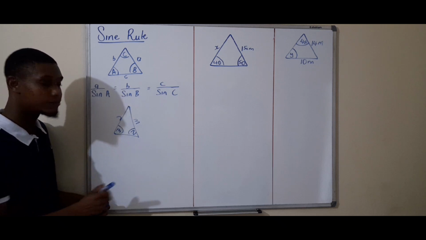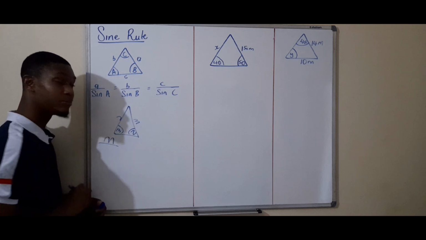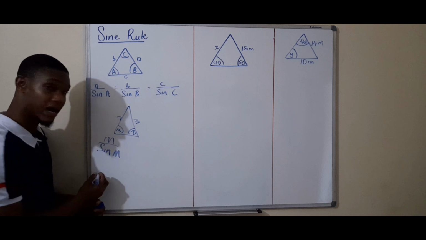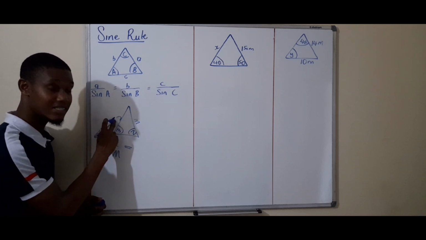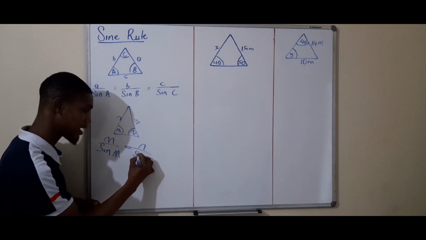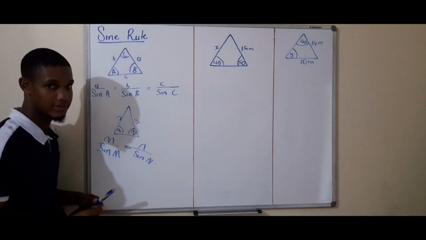It's also saying that if you take this M here and divide it by the sine of its opposite angle, it will be the same value as taking this N and dividing it by the sine of its angle. So that's what the sine rule says.